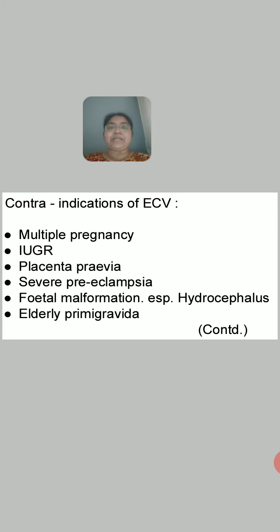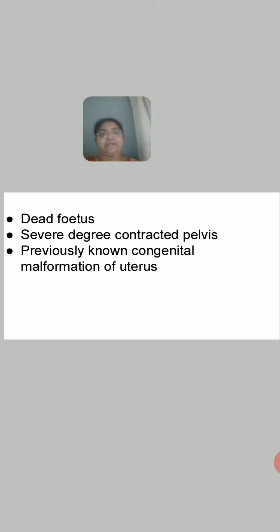And one more condition is elderly primigravida. The woman who has been pregnant at an advanced age is called elderly primigravida. For her, the pregnancy is very precious. So she may not be ready to take any risk during her pregnancy because she needs a healthy outcome, and the outcome is the fetus, right? So external cephalic version is contraindicated in all these conditions.